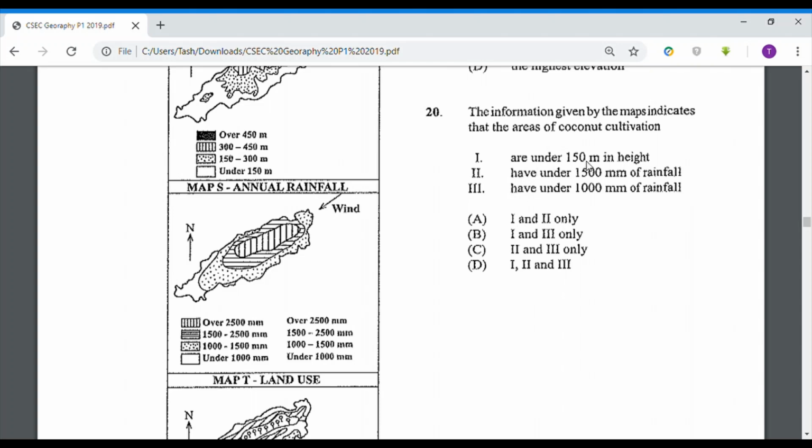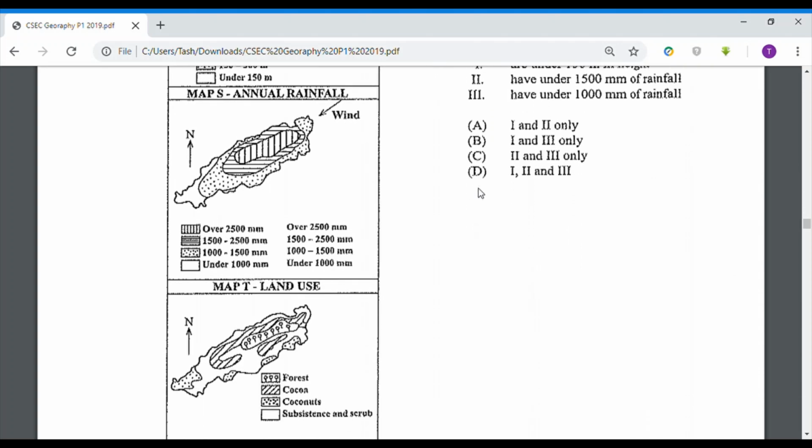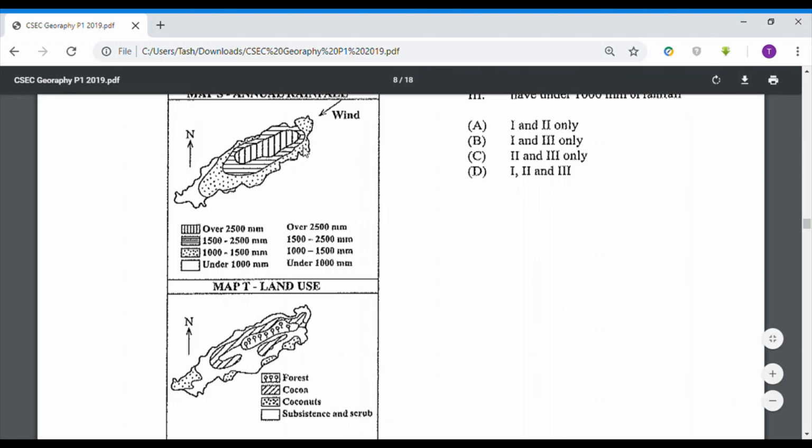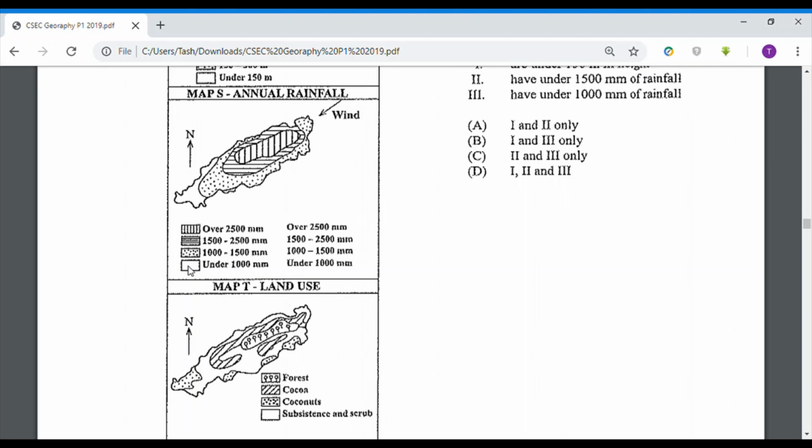2, have under 1500 millimeters of rainfall. Let us check. For rainfall, remember we're looking at the areas that have coconuts, that's on the outskirts. It said under 1500 millimeters of rainfall. So that is either dotted or in white. And that is correct as well. All of the areas where we have coconut is either dotted or in white. So 2 would have also been correct.